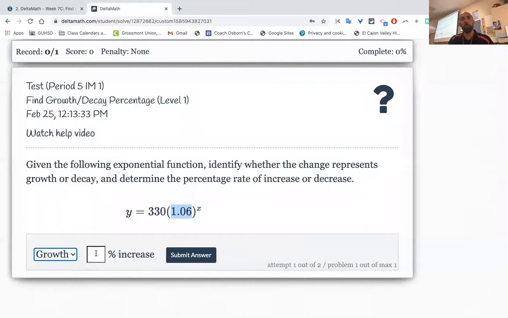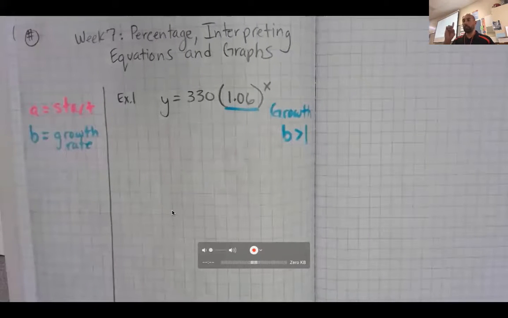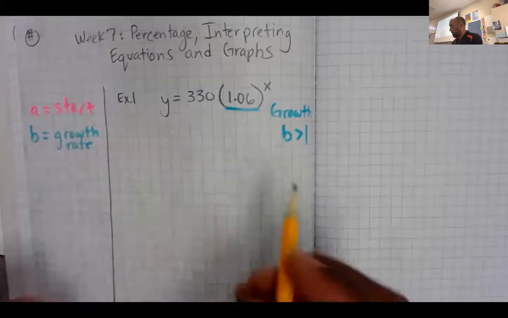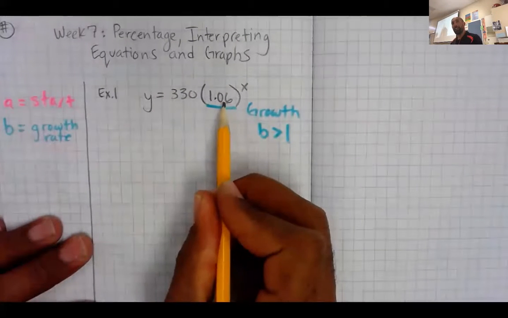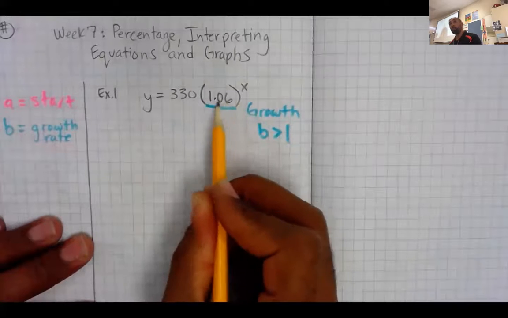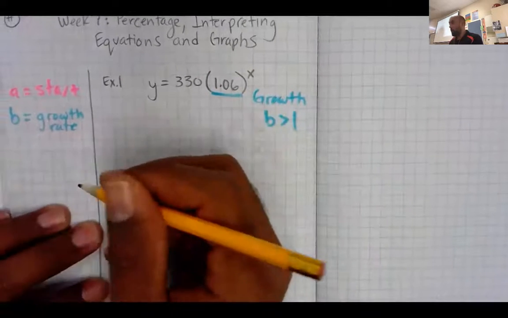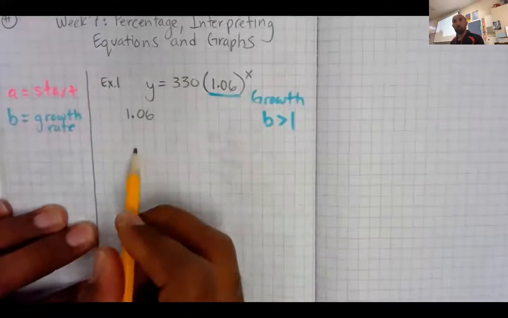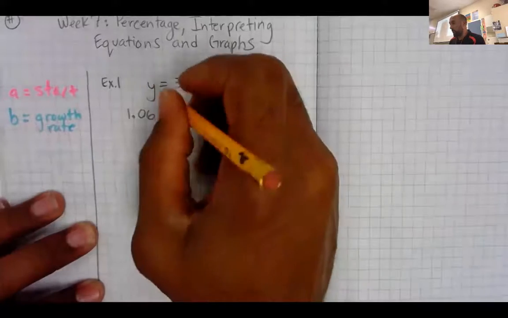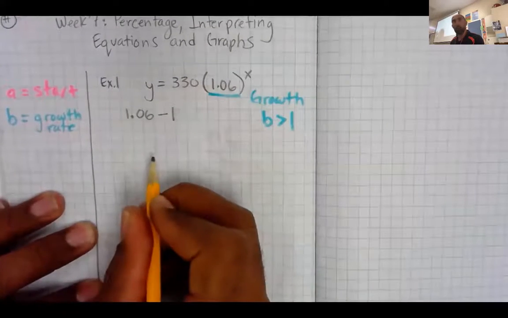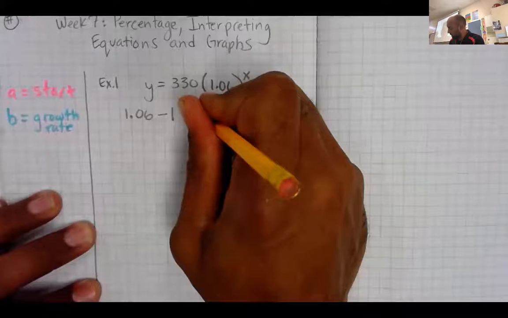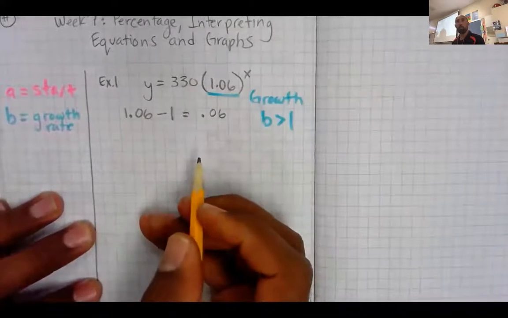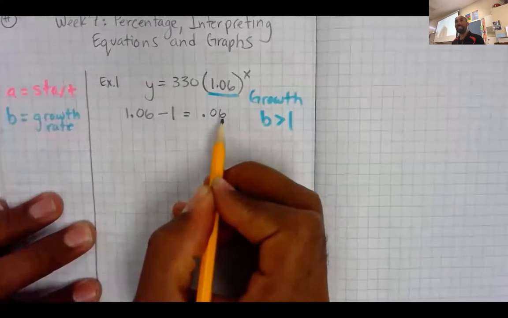So it's already selected as growth, but now you need to find the percent increase. So what it means is that from this number, we're going to determine what that increase is. Now, because it's growth, that means that I need to figure out how much more than 1 is this number, all right? And what we're going to do is take that number, 1.06, and subtract 1 from it. So I'll subtract 1, and I get 0.06. All right, that's my percent increase.